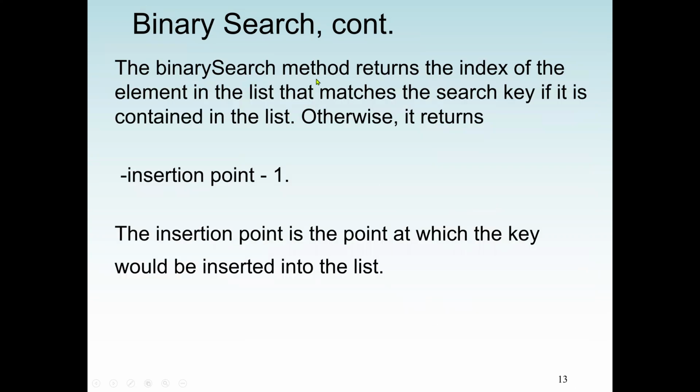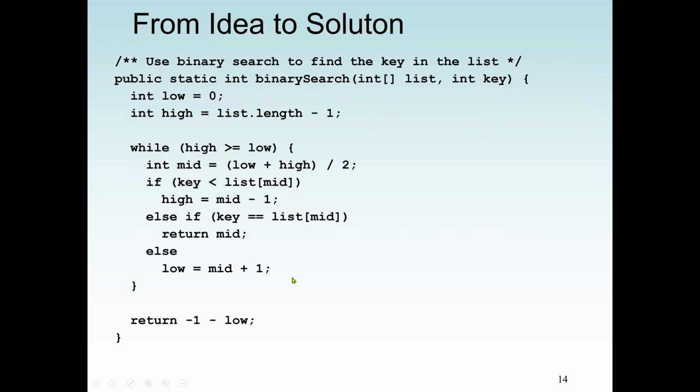So the binary search method returns the index of the element in the list that matches the search key if it is contained in the list. Otherwise, as we saw, it will return -1 if the item is not inside. Also, the insertion point is the point at which the key will be inserted into the list.